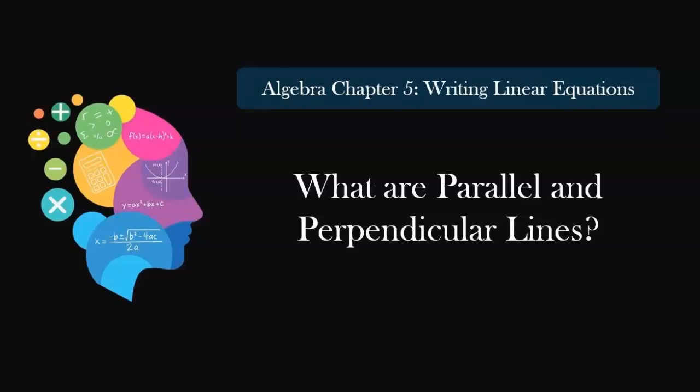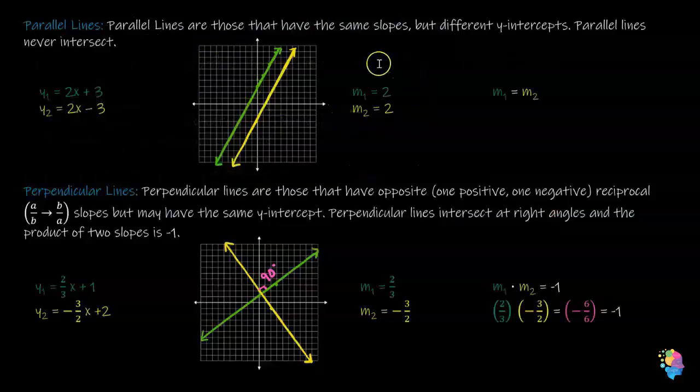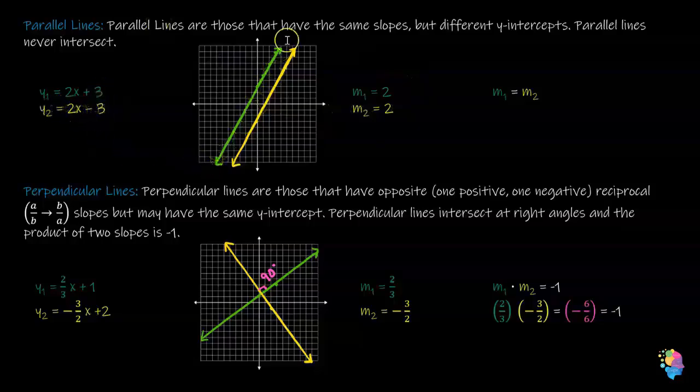In this video, we will cover parallel and perpendicular lines. Parallel lines are those that have the same slope but different y-intercepts. Parallel lines will never intersect, they will never meet.